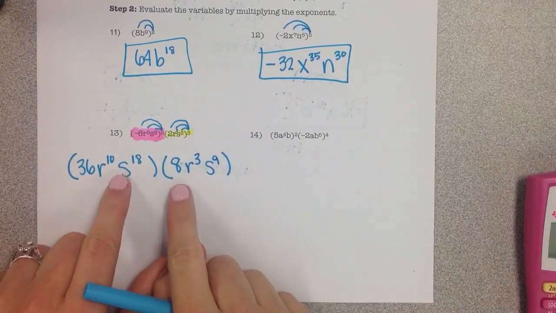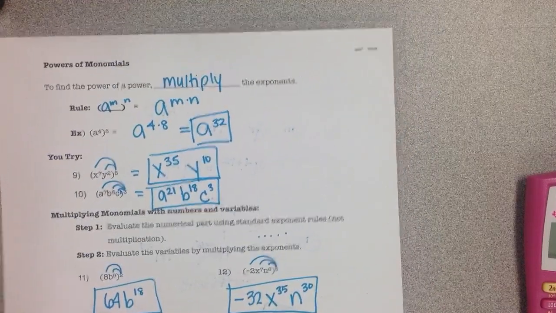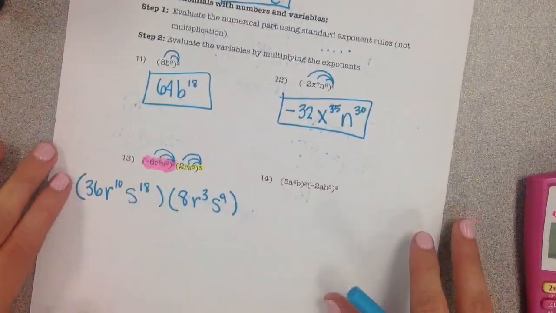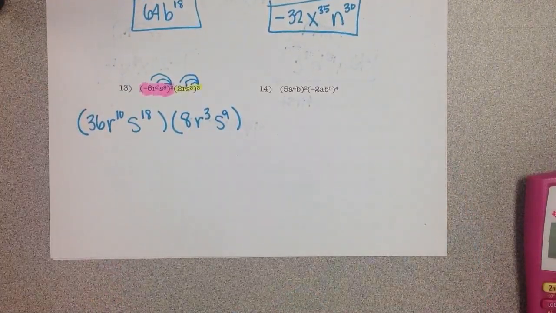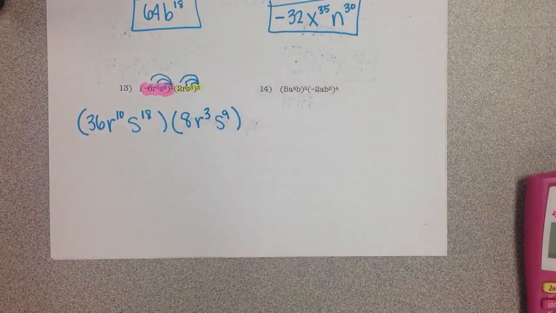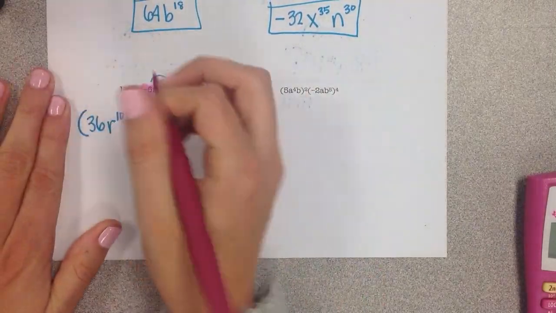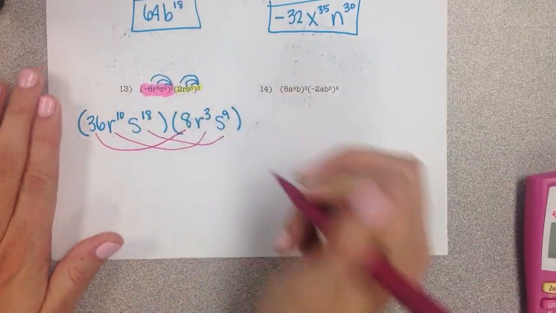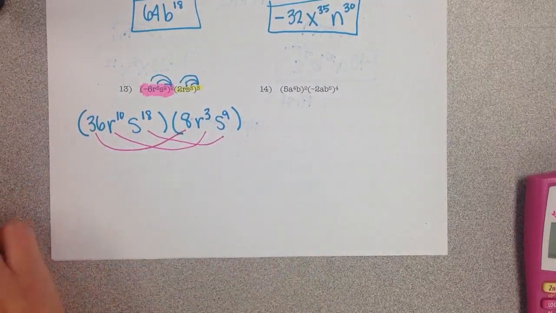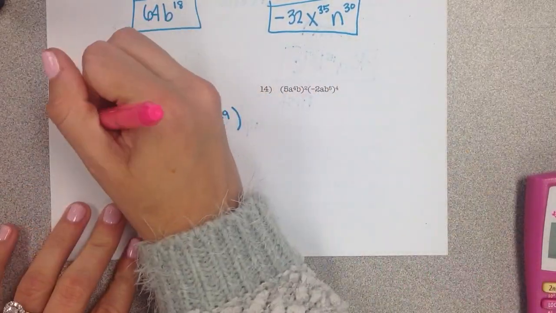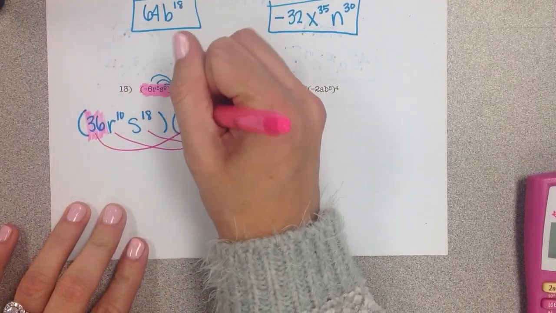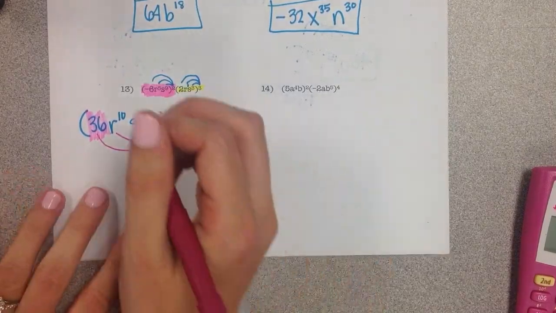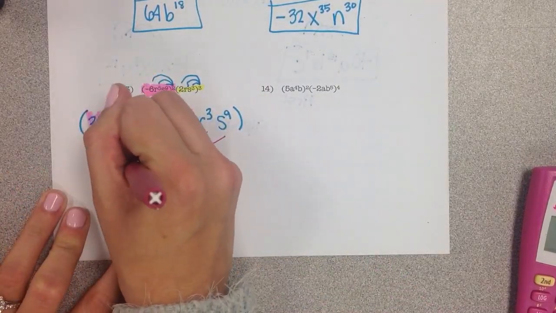Now we are multiplying the 2 parts. Remember that when we multiply monomials, we add the exponents. So I'm looking at each part that needs to be combined. I've got my numbers that I need to multiply, the r values that need to be multiplied, and the s values that need to be multiplied. When we're looking at the numbers, remember that those are different. We're not doing 36 plus 8. We are doing 36 times 8. Okay? 36 times 8 is 288.